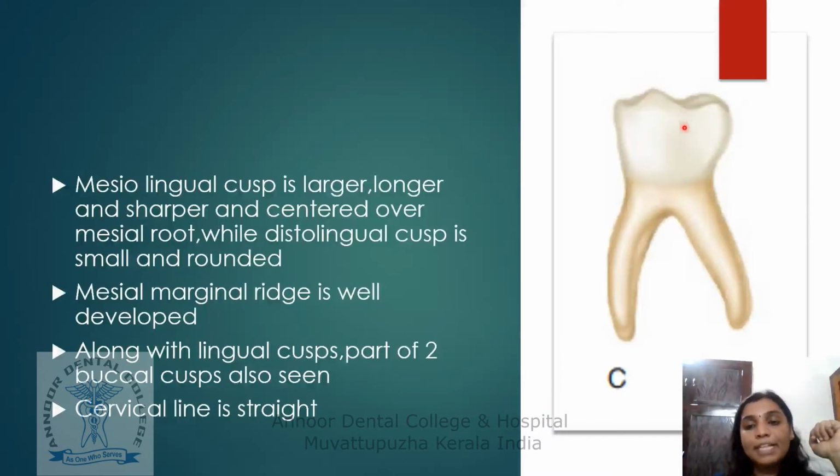This is the mesiolingual cusp. This is the longer and larger one, and it is centered over the mesial root, whereas the distolingual cusp is small and rounded. Also, the mesial marginal ridge is well developed. Along with the two lingual cusps, a portion of the buccal cusp can be seen from the lingual aspect. Also, the cervical line is straight in this aspect.